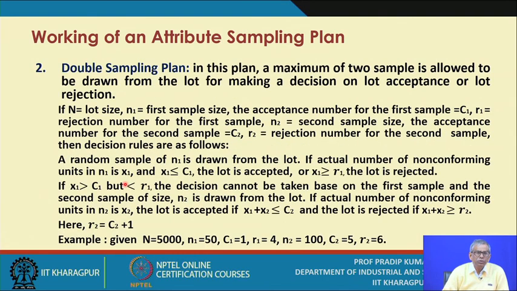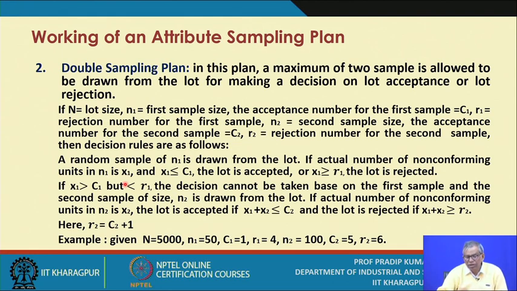You may opt for a double sampling plan. So what is a double sampling plan? That means in the double sampling plan, the maximum number of samples you are allowed to draw from the lot before you take a decision regarding lot acceptance or lot rejection is 2. That's why it is referred to as the double sampling plan.